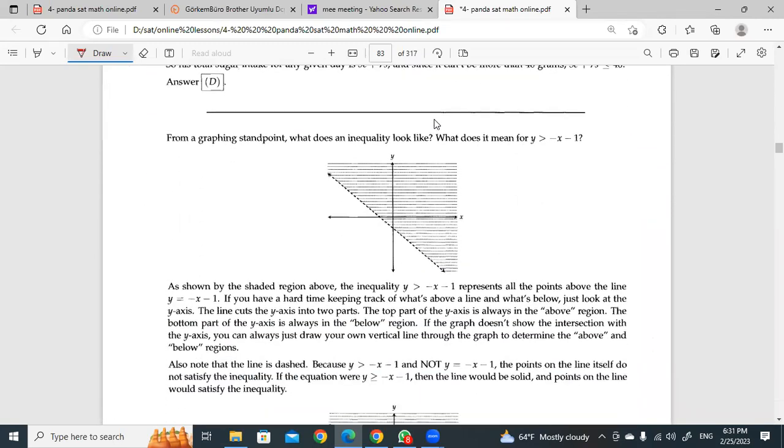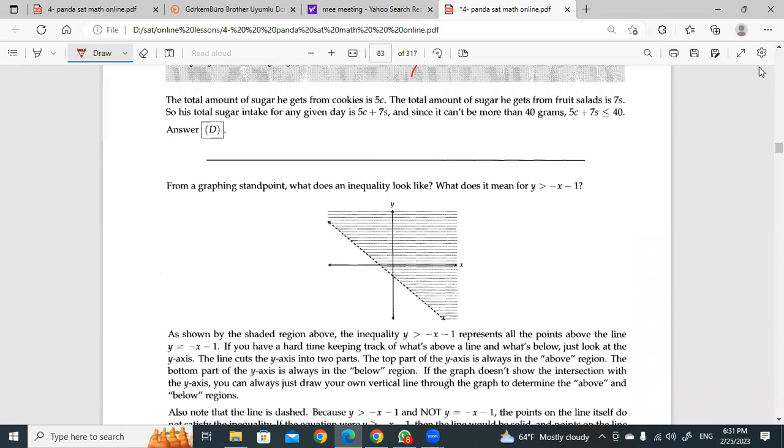Okay. Now we will start doing graphing for the inequalities. You know how to graph a line. If I say to you, I have a line which is y equals x plus 3, what does this mean? It means that I have a line like this. Its slope is what?